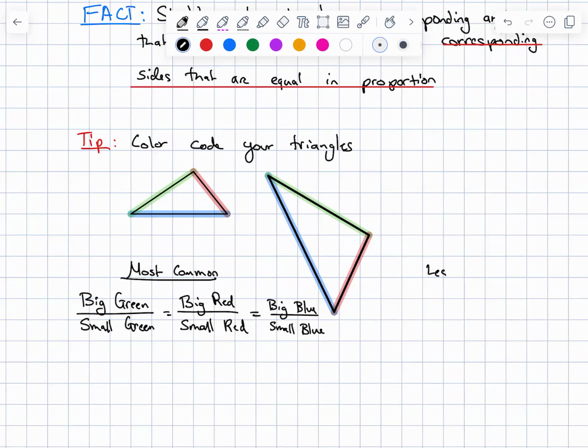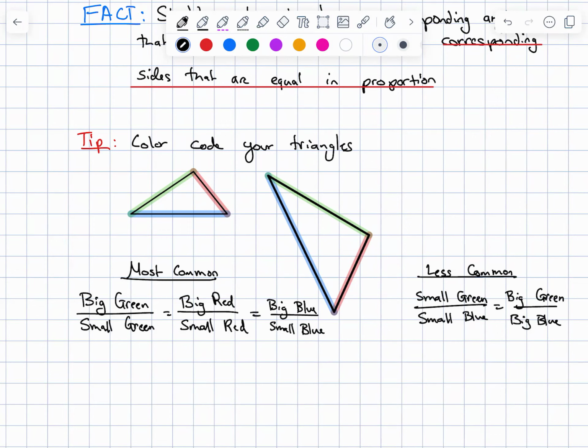And less common, you could do things like small green over small blue equals big green over big blue. And I guarantee you, if you do that, you will get the exact same answer.